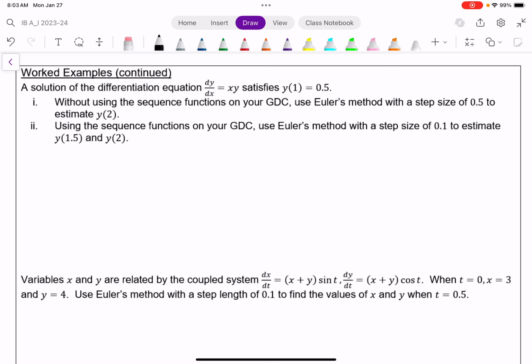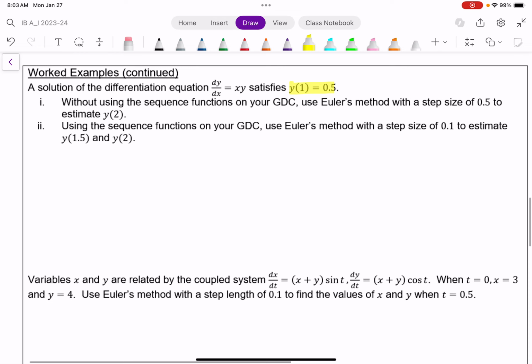However, I want to see if we want to try using Euler's method. So first, without using anything in our GDC, let's use Euler's method with a step size of 0.5 to estimate y2. Well, first of all, what that means is if we're starting at y1 and we want to make our way to y2 with step size of 0.5, that means it's going to take us 2 steps to get from y1, which we know, to our approximation for y2.